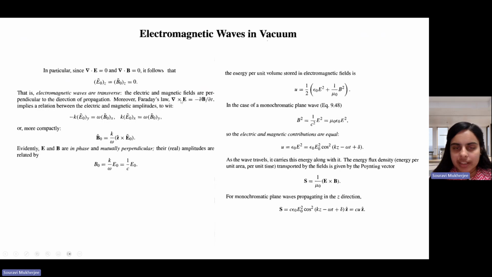And now if you use Faraday's law, which relates the curl of the electric field with the changing magnetic field, you can see that there is a relation between the electric and magnetic field amplitudes. And this is how they are related, okay? So using this relation, if you know the electric field, you can actually get the magnetic field for an electromagnetic wave. And as you can see, they are mutually perpendicular to each other.